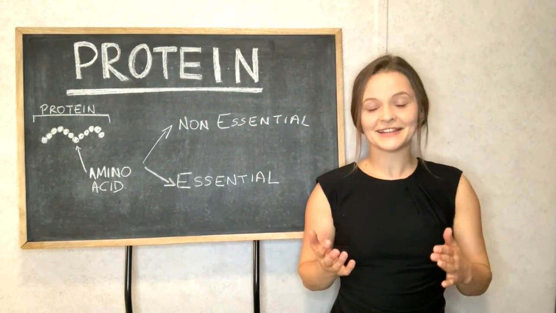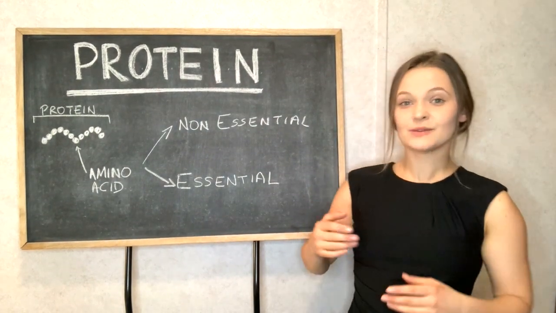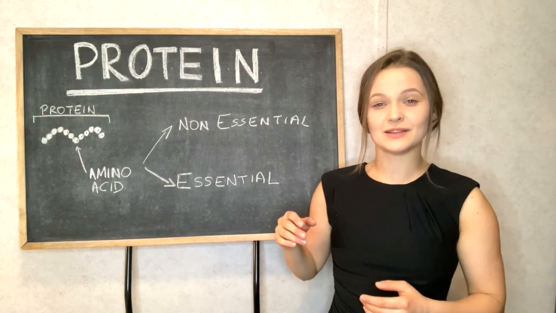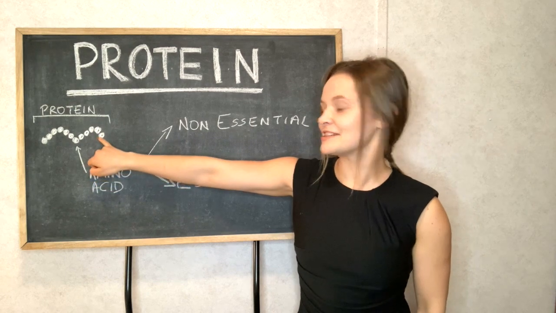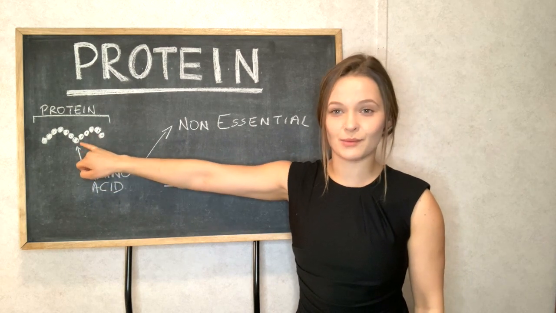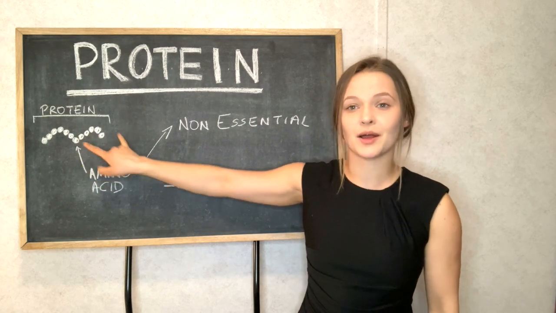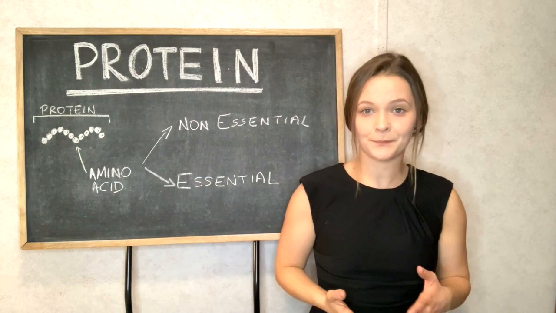Okay, so what exactly is a protein? A protein is made up of building blocks called amino acids. Here I have a diagram. Each circle or each dot represents an amino acid, and then combined they make up a protein.